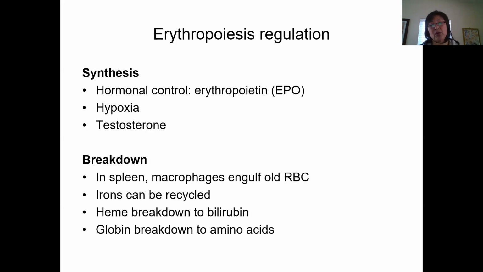But usually this condition can be reversed by getting more UV light. The baby's liver will become stronger and stronger and can become fully functional. Then the jaundice will disappear.